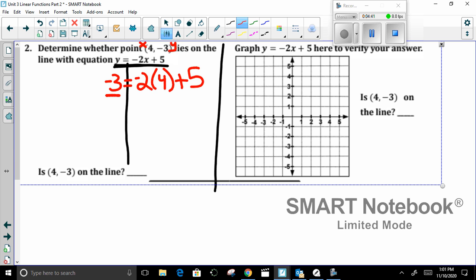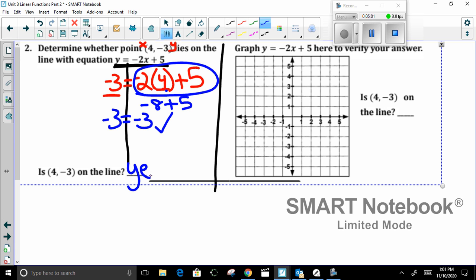So I substituted for y, I substituted for x. Now my goal is to see, I already know what the left side equals. Does this right side equal -3? -2 times 4 is -8. -8 plus 5 is -3. So it ends up working. Yes, this point lies on the line. I've solved it algebraically. Let's check graphically.